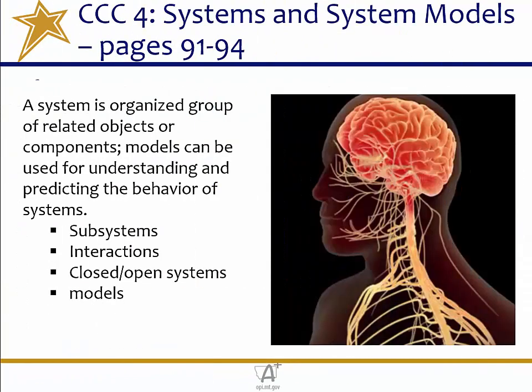The fourth cross-cutting concept is system and system models. A system is an organized group of related objects or component models and can be used for understanding and predicting the behavior of systems. There are many different items that require students to have some understanding of systems or system models. Some key features you might look for in an item are the presence of a subsystem, an interaction, or a closed or open system.